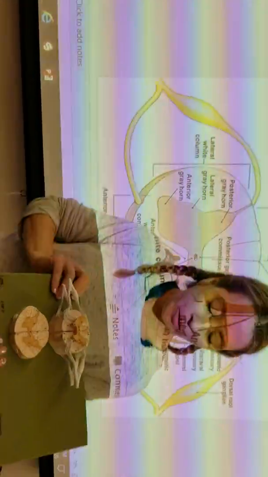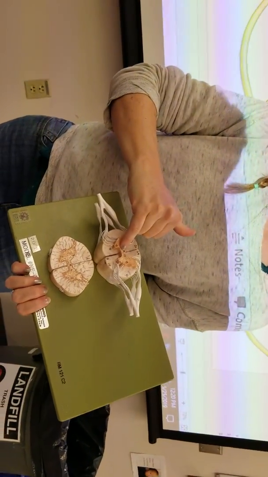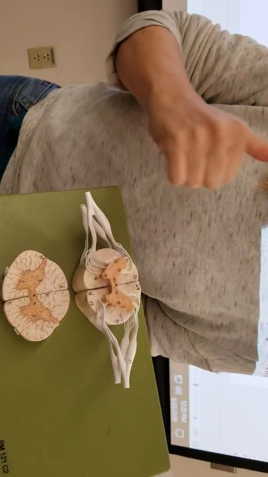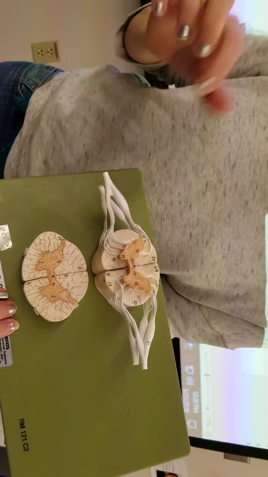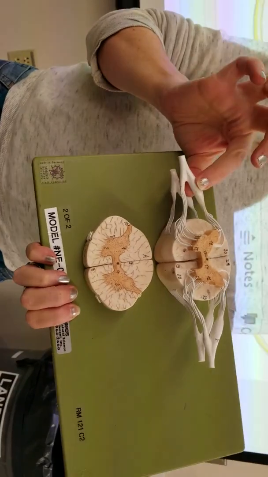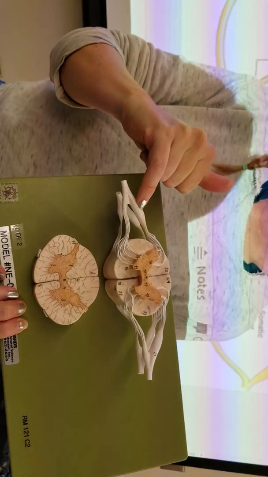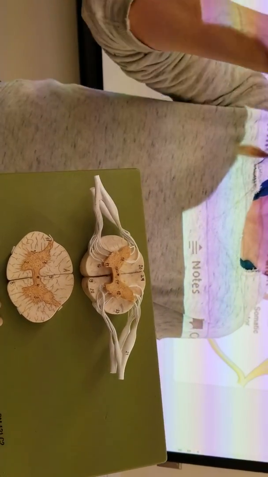And so you should be able to pick out things like, here's my central canal. This is the gray matter, okay? This is my posterior horn. How do I know it's posterior? Because posterior is always going to have that bulb. This is the dorsal root ganglion. You're always going to have that on that back side.